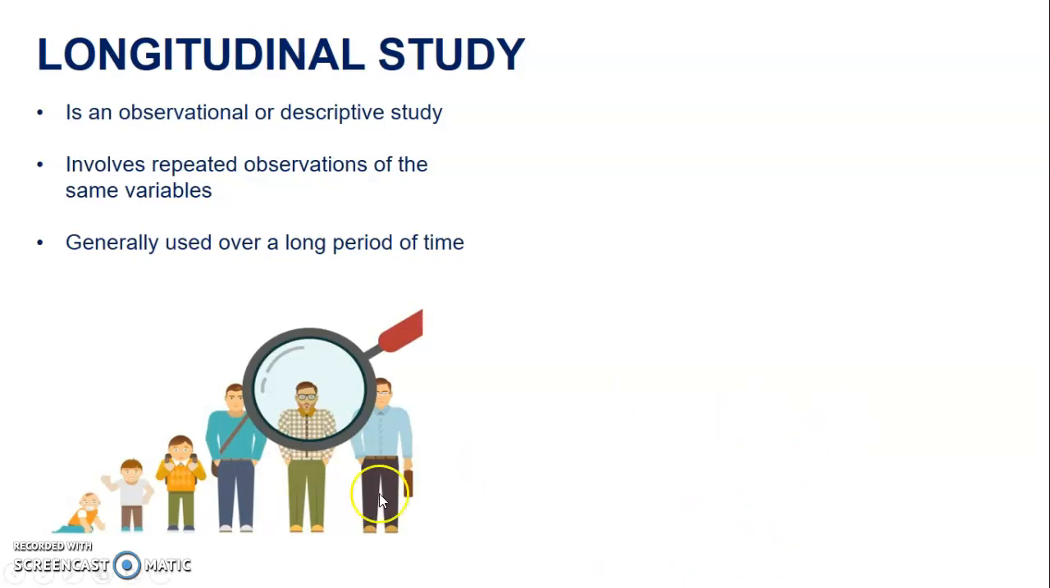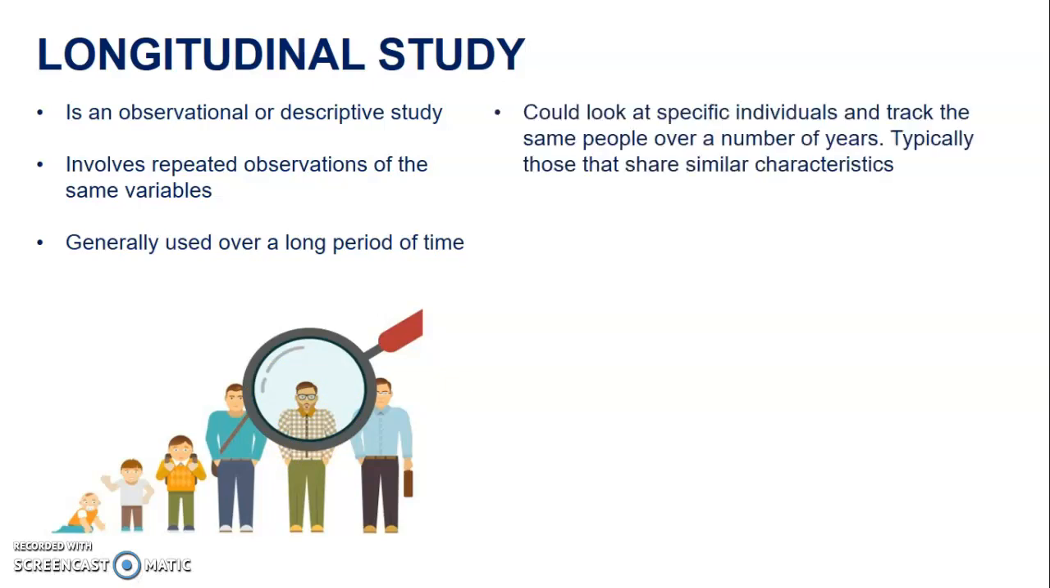So rather than looking at specific population groups, it's going to be looking at this individual, and we're going to follow this individual and track this individual for the next, let's say, 5-10 years, in terms of how certain things affect him. So it's looking at specific individuals, tracks the same people for a number of years, typically those that share similar characteristics. So it might be looking at people that were born in a specific estate, and maybe how they grow up, and maybe the different types of social interactions they have, things like nature versus nurture.